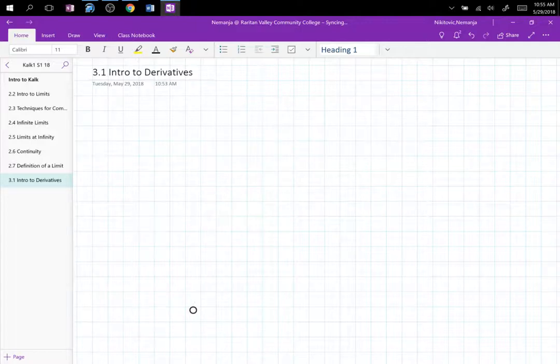Hello and welcome back to Calculus 1. We are starting chapter 3 on derivatives, and the first lecture is going to be on the definition of the derivative and the meaning of the derivative and the need for the derivative.